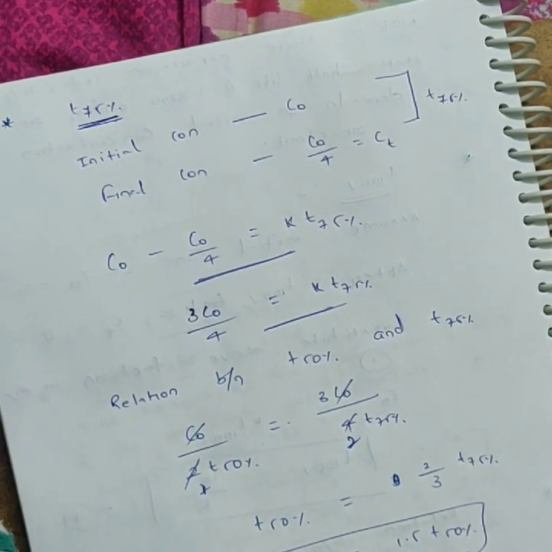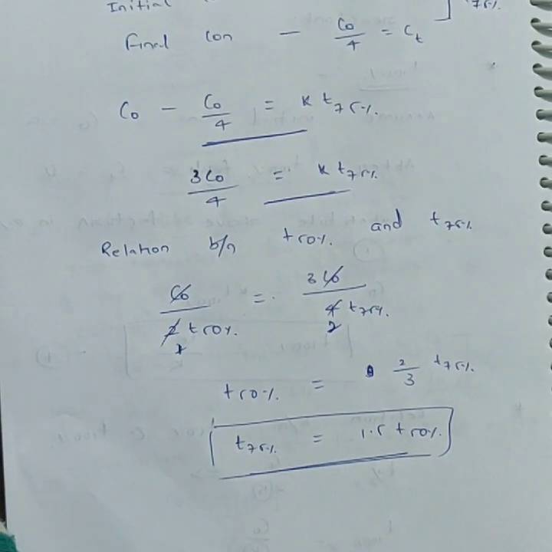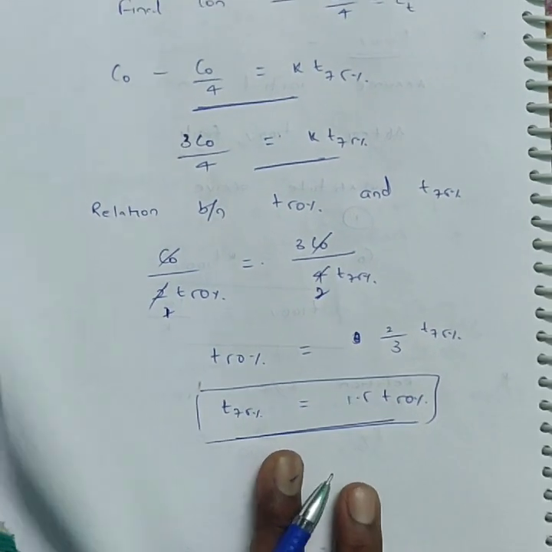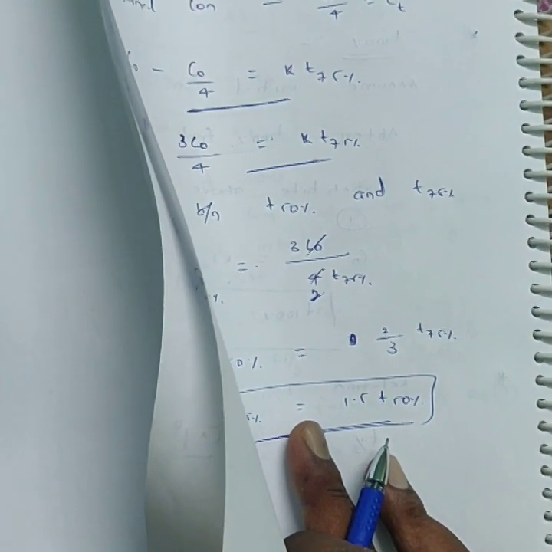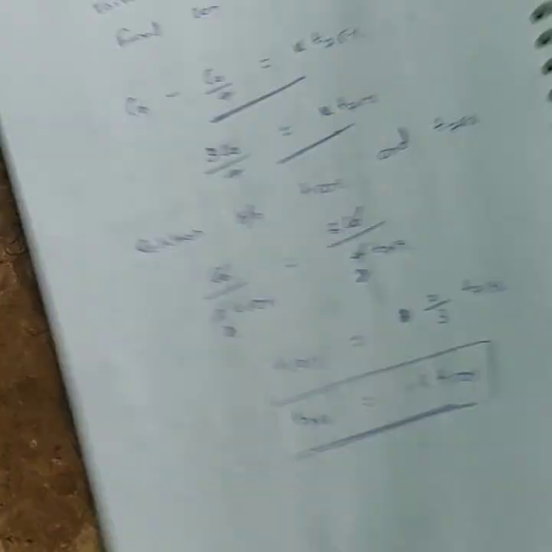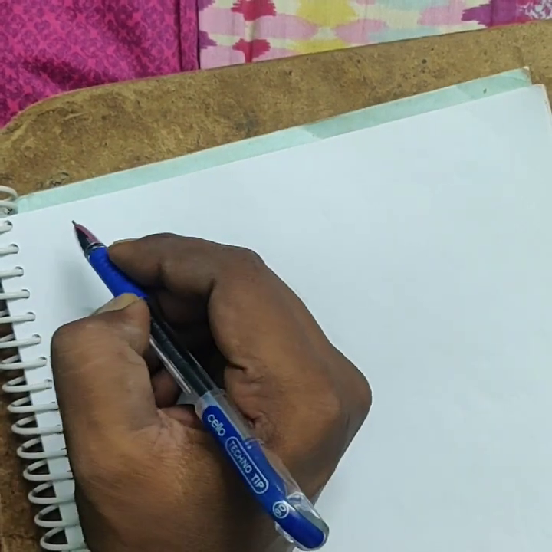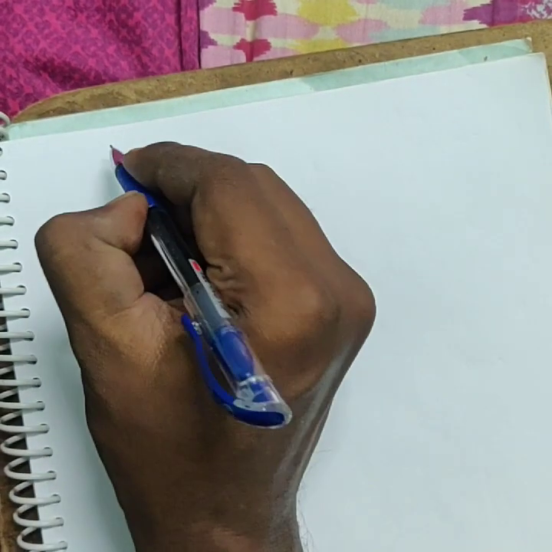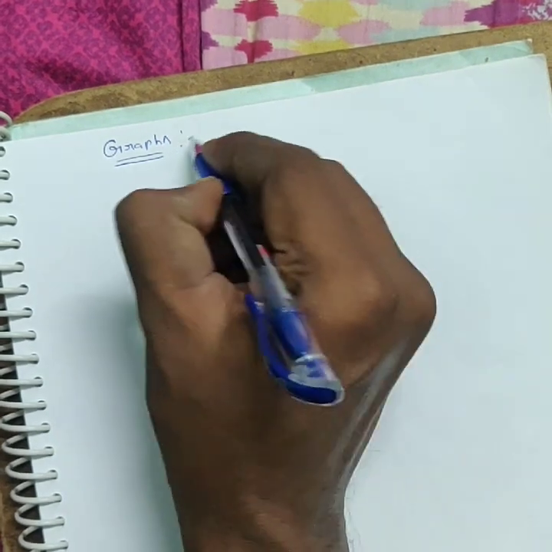Like this, we will get different relations related to zero order reactions. Now come to the graphical representations related to zero order. Graphs related to zero order.